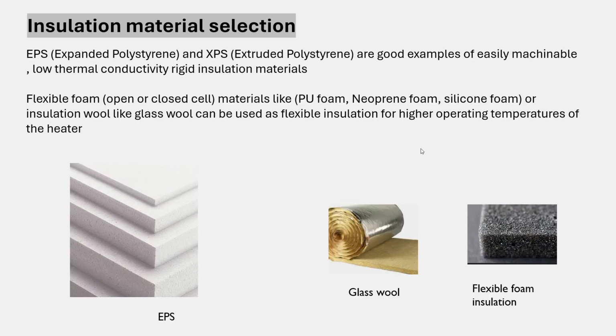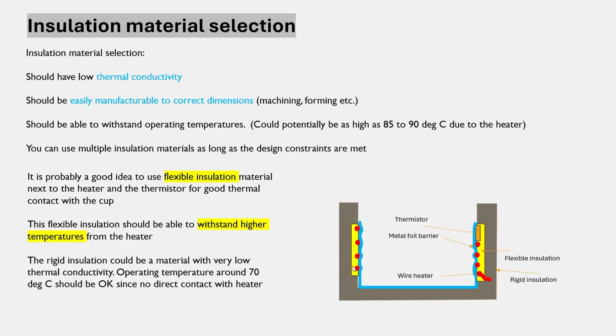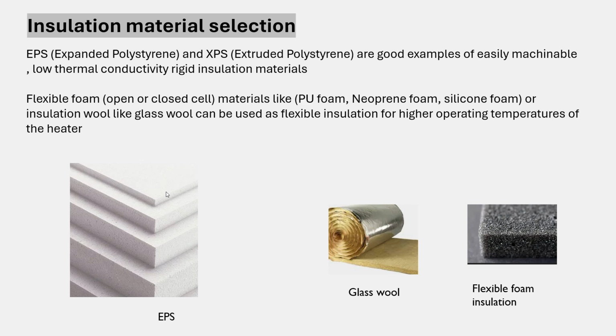So that's about insulation material selection, and here you can see some examples that I had in mind. For example, for the rigid material, I was thinking something similar to EPS and XPS, very commonly used in the industry for small projects and small fixes inside big appliances. So these are perfectly okay, and they might have a max operating temperature close to 100 or slightly lower than 100. So they are kind of borderline. So you could use a glass wool type material here next to the heater for flexibility and to prevent damage to this. And these things are easily machinable.